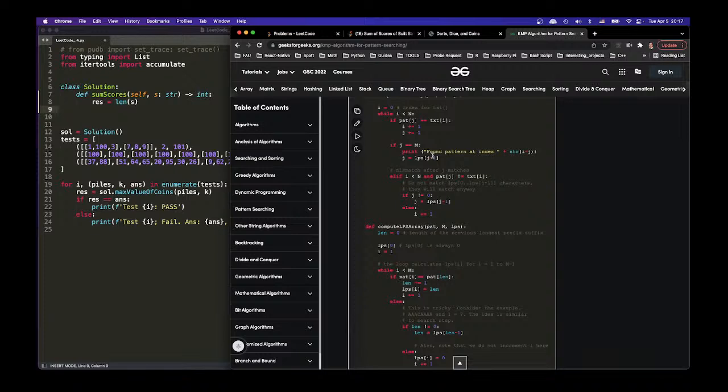Every single time KMP gives me this feeling like, wow, how did people even figure out this way? All right, so we can find out the LPS. Okay, we can find out the LPS. So how does it work?